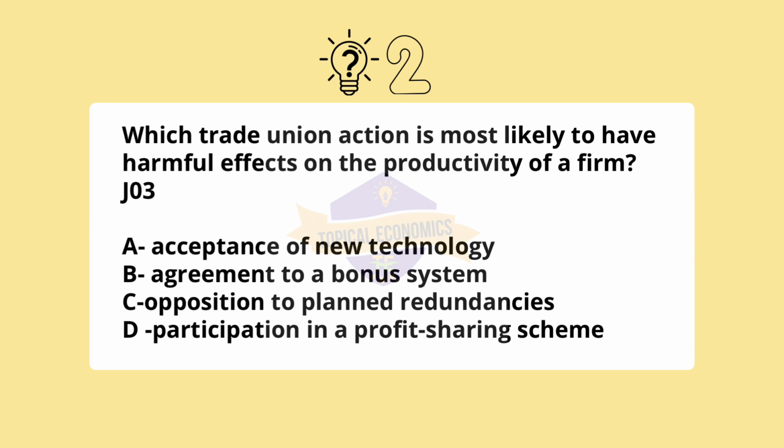Looking at the last option, option D, participation in a profit sharing scheme. Again, if profit is being shared, then the productivity will be higher. So the productivity of the firm will increase. It will not have harmful effects. So looking at all the options, we see that option C suits the best, and that's how we know that's the answer.